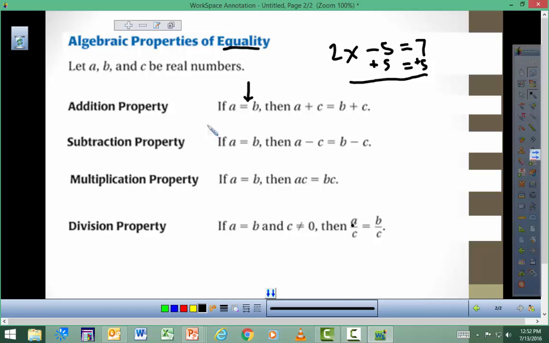Okay, so we're going to have to be in the habit of justifying each step along the way. Now, I want you to realize that these are rules for equality.